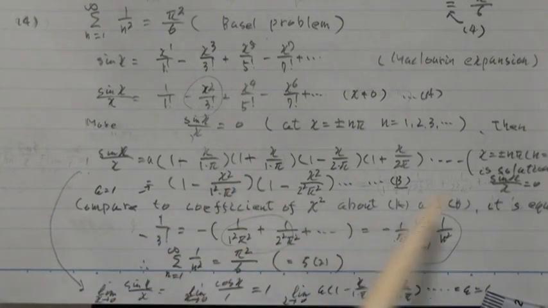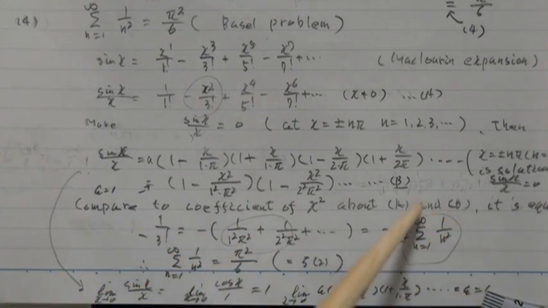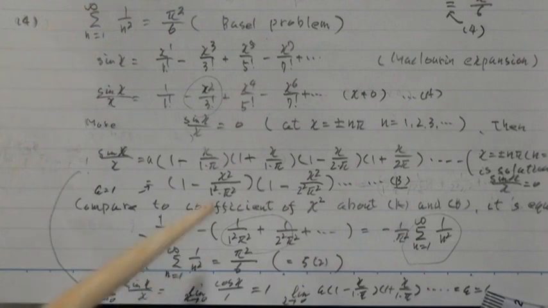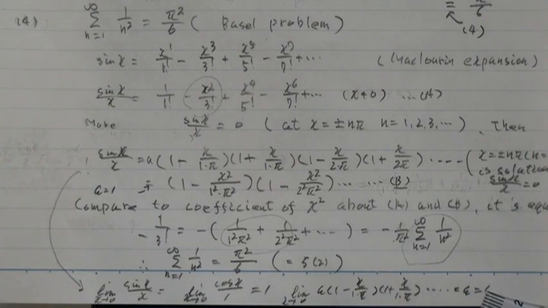And this calculates as minus 1 over pi squared times the sum from n equals 1 to infinity of 1 over n squared. And this equals pi squared over 6, okay. I could say it's finished.